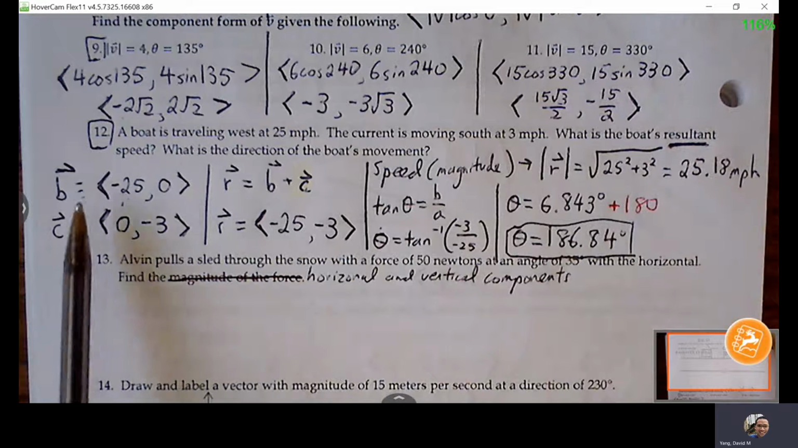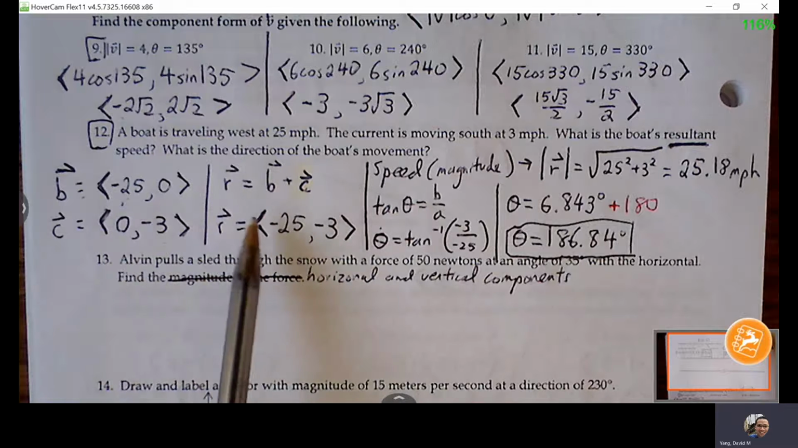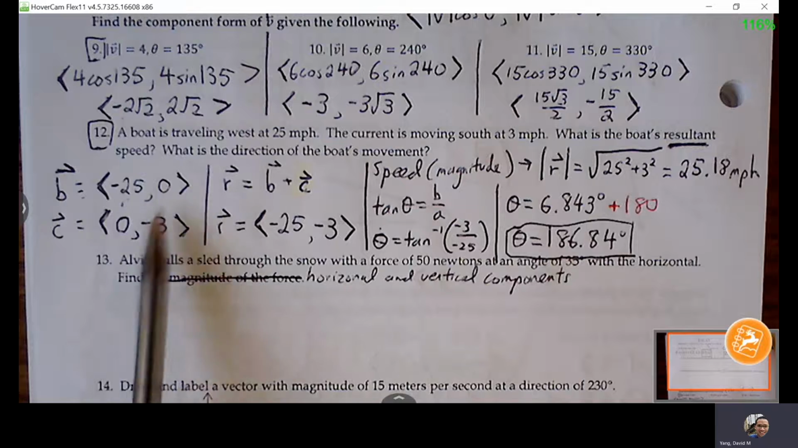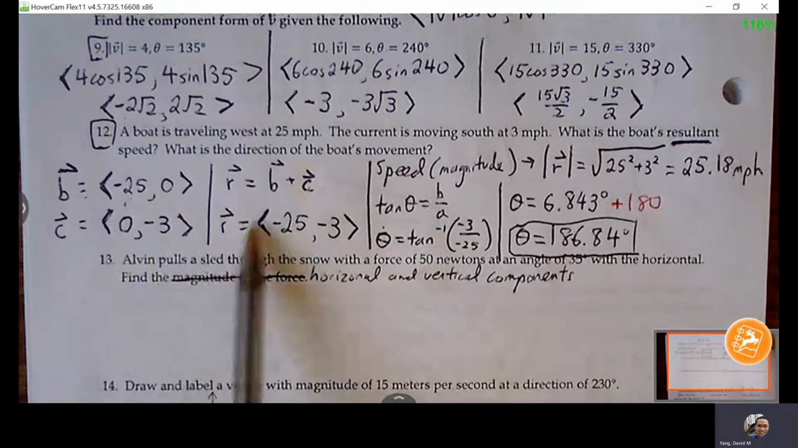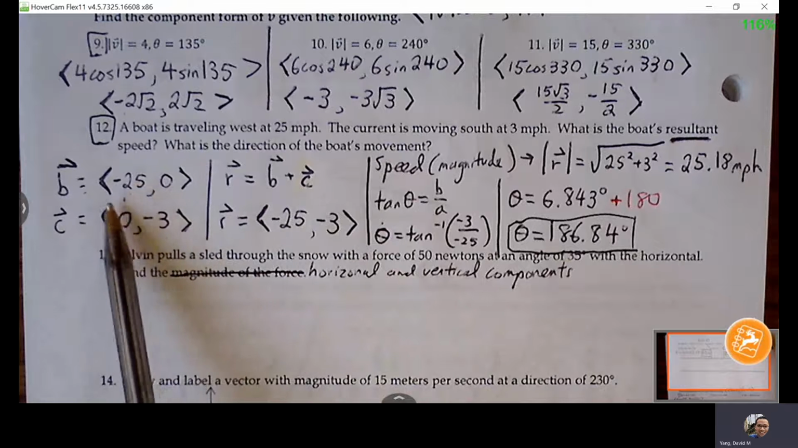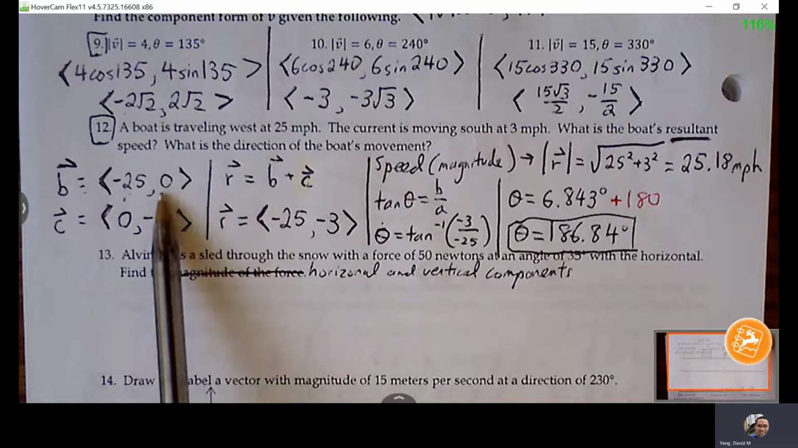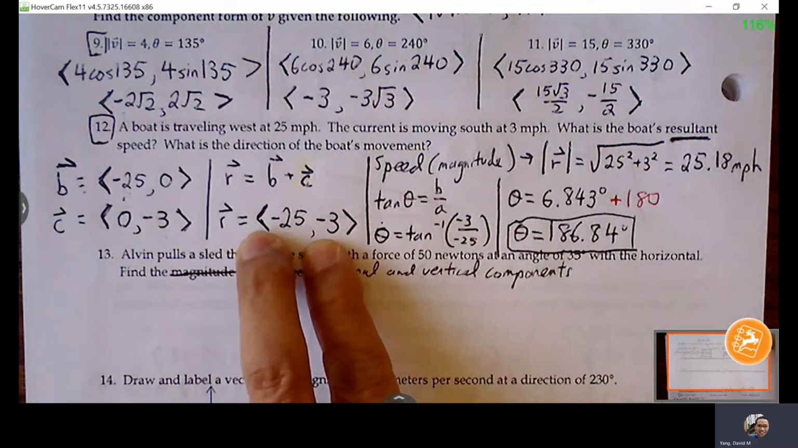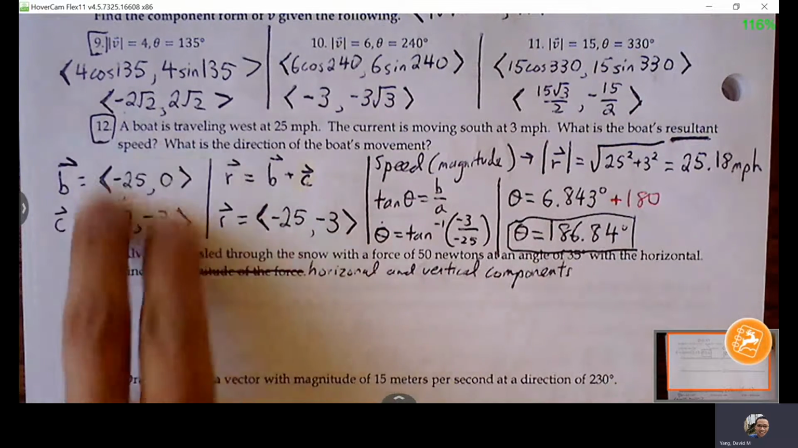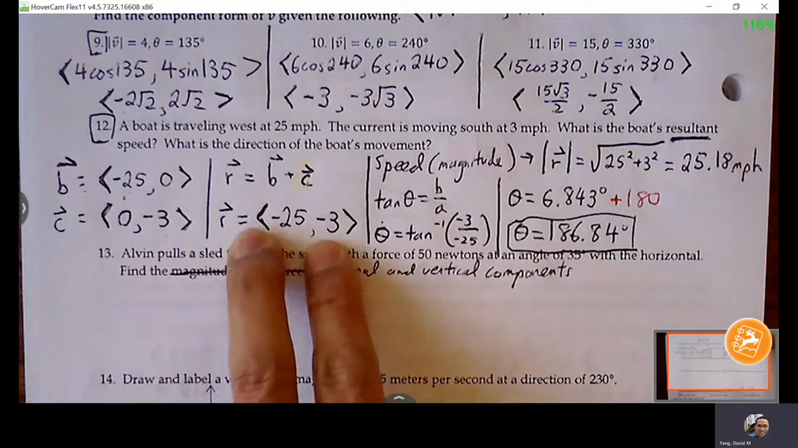So we have to add the two vectors together to get an idea where the boat is actually moving because of the two forces being combined together. So we added two vectors together. -25 plus 0 is -25. 0 minus 3 is -3. So now we only care about this resultant vector. The initial vectors are not going to play a role anymore.